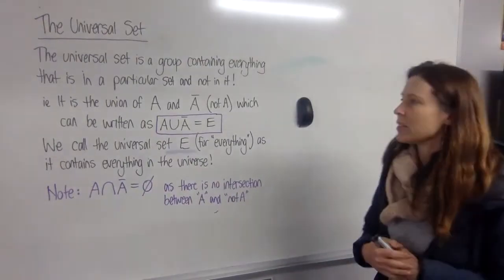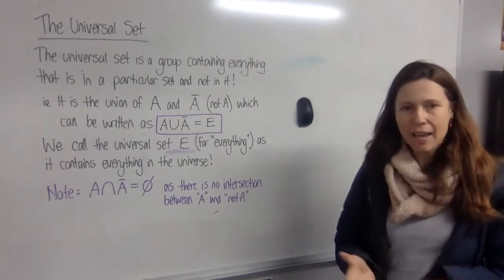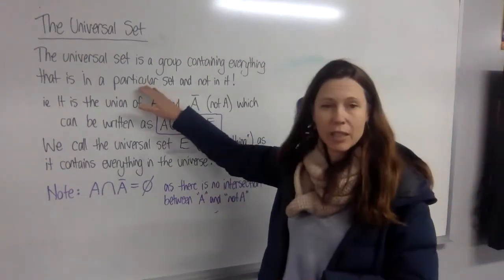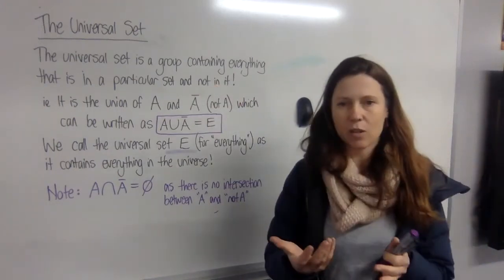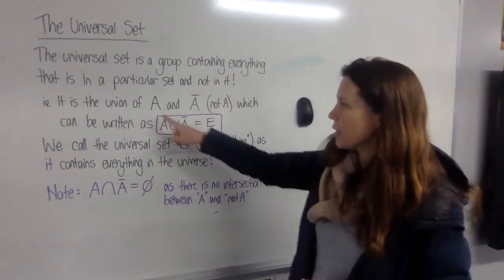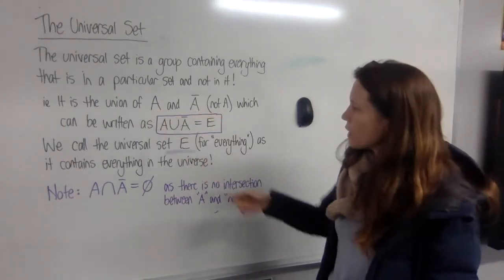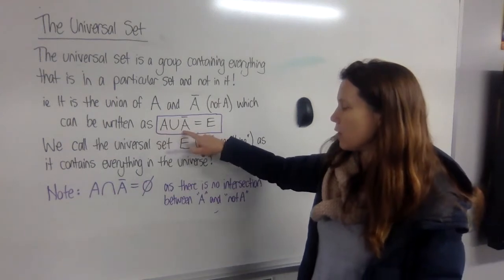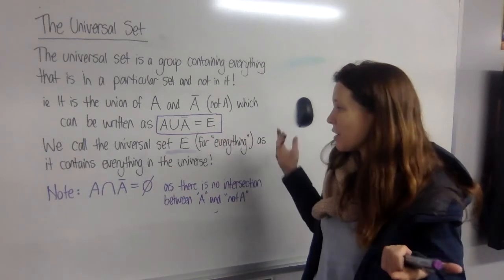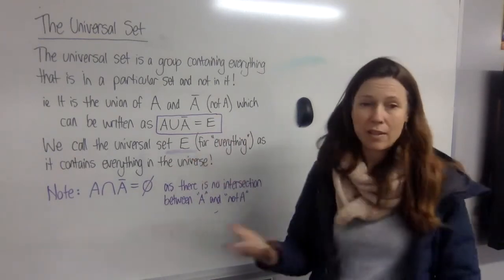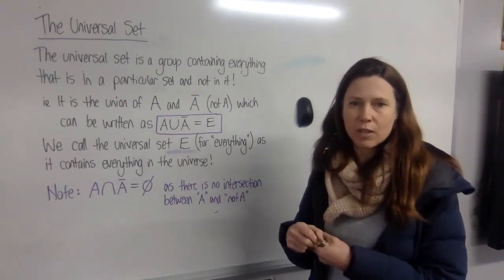And the last of our little definitions, the universal set. The universal set is a group containing everything that's in a particular set and not in it. So if we have some set called A, and we could define it however we like, then it's the union of A and not A, which we can write like this, a union of A and not A, and we call this universal set E. Now this makes heaps of sense because E stands for everything. It contains everything in the universe, no matter what you've defined your set as.